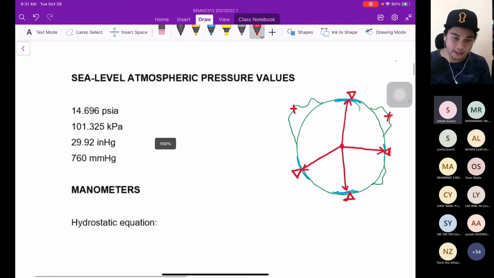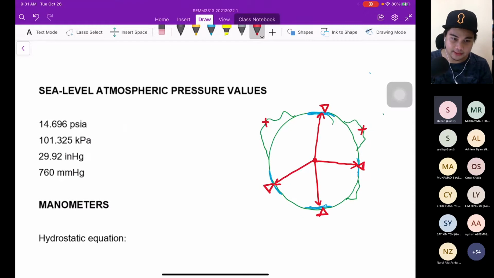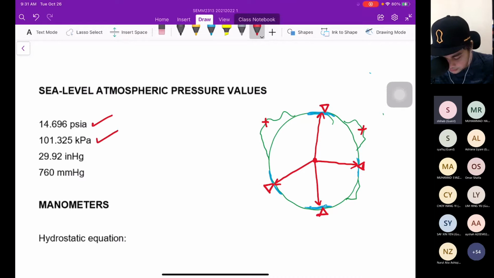So the value of the pressure at the reference line is basically 14.696 psia, meaning pound per square inch absolute. It is measured absolute. This is in terms of imperial. This is in terms of metric. This is in terms of length: the length of mercury in inch. This is in terms of metric length.